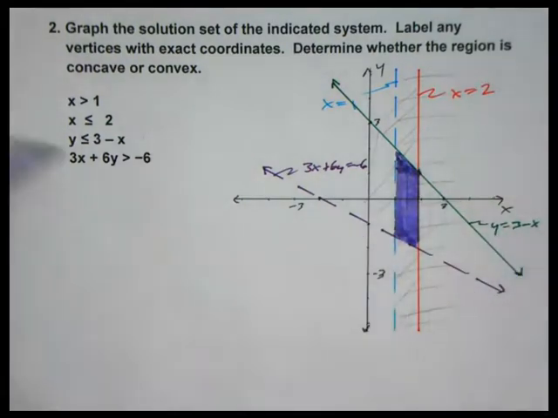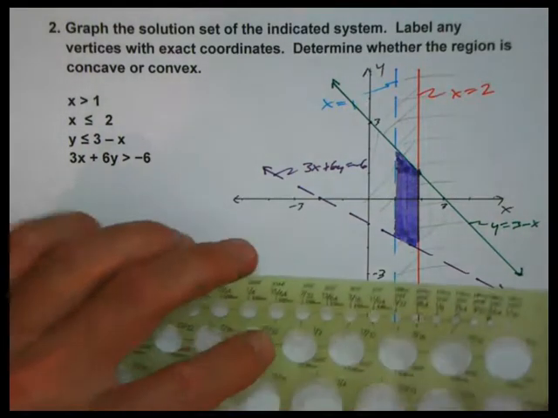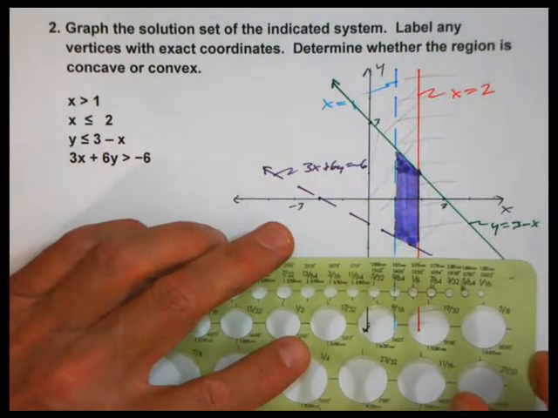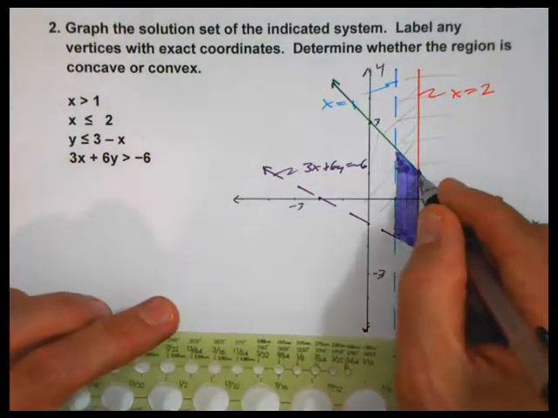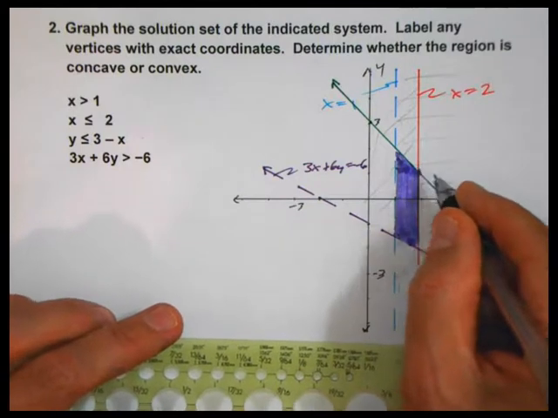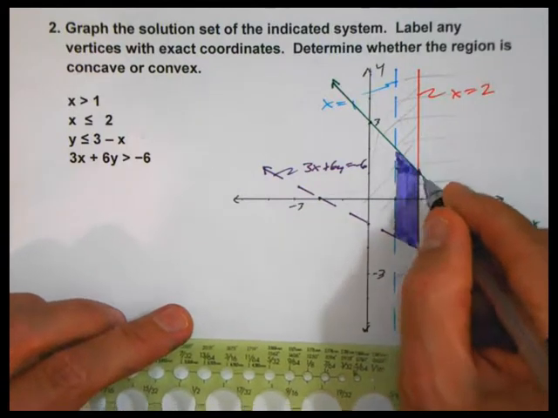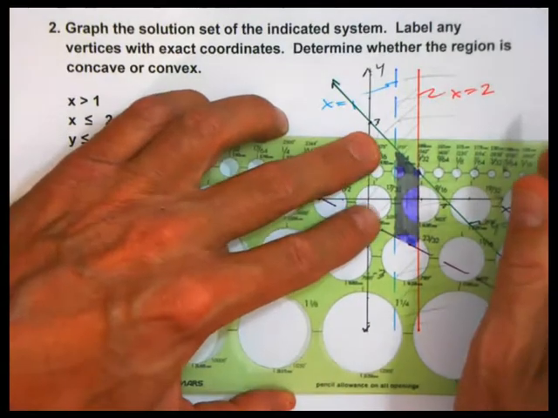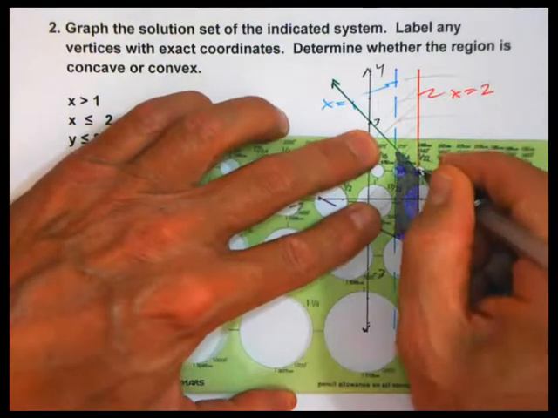Now, we have some vertices to consider here. We have to be a little careful on these vertices, right? I'll use a circle template to make clear circles here. Let's start here. Notice this vertex is the intersection of a solid line and a solid line. So here's where a solid dot, and I'm going to use pretty big dots to make this clear, is required.